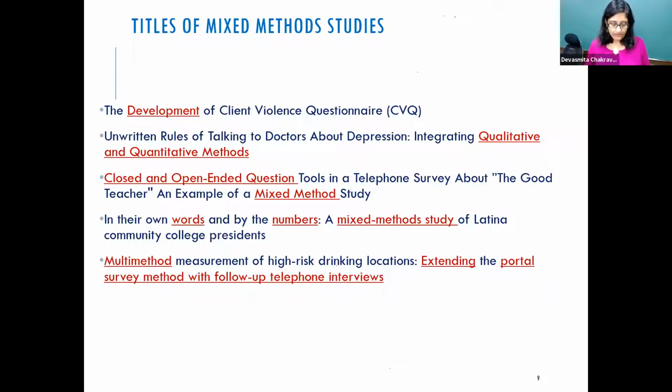Okay. Now look at the fourth one. In their own words and by the numbers. Words, numbers. A mixed method study of Latina Community College presidents.